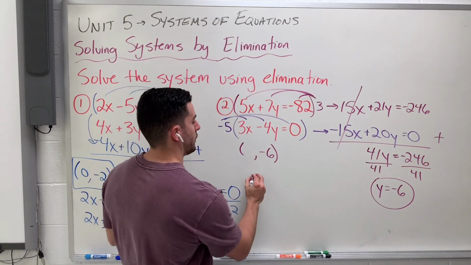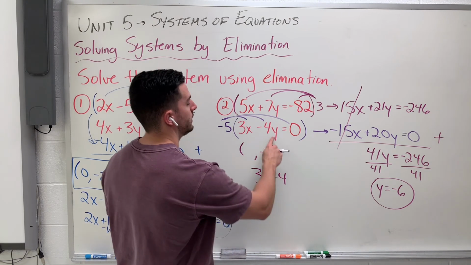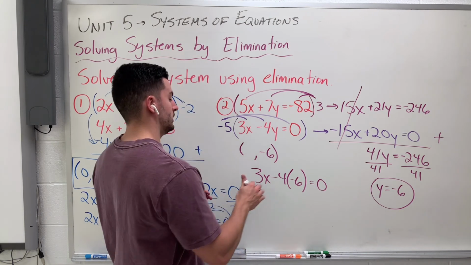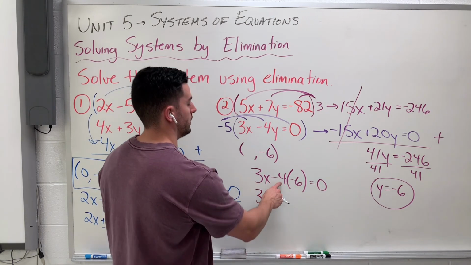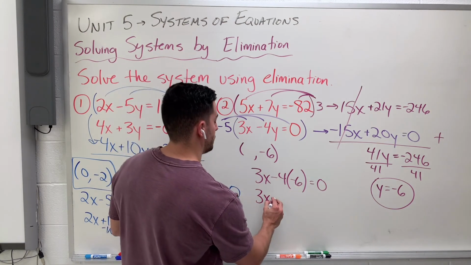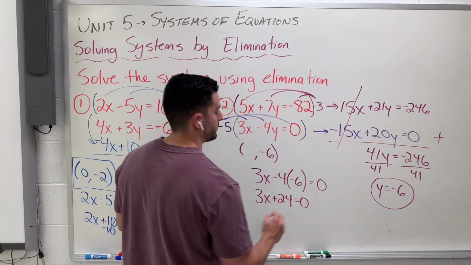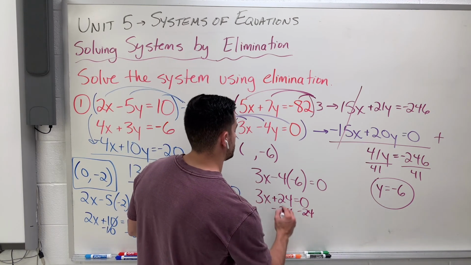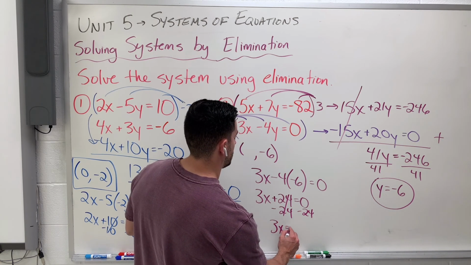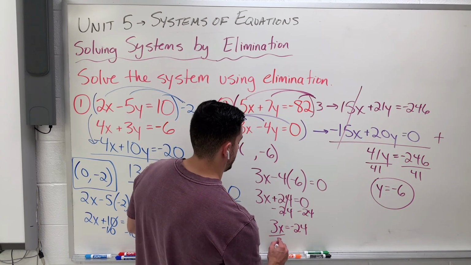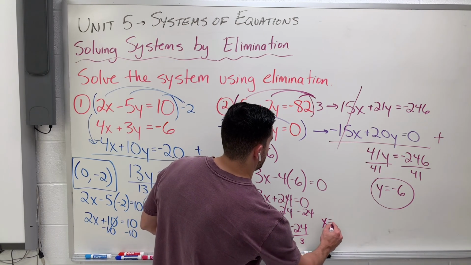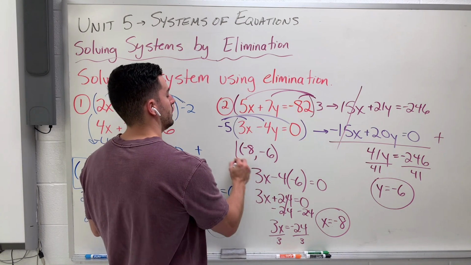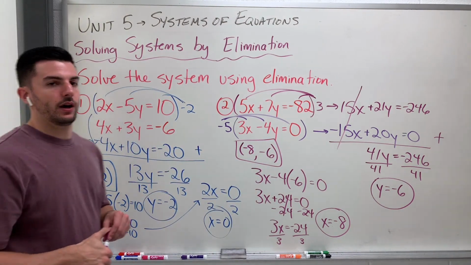So this bottom one, 3x minus 4 times, not y anymore, negative 6 equals 0. So I'll do 3x, and then negative 4 times negative 6 would be positive 24. So 3x plus 24 equals 0. I subtract 24 from both sides, so 3x equals negative 24. I divide by 3, so x equals negative 8. Very good. x equals negative 8. So that's my x value, and I found my y value first.